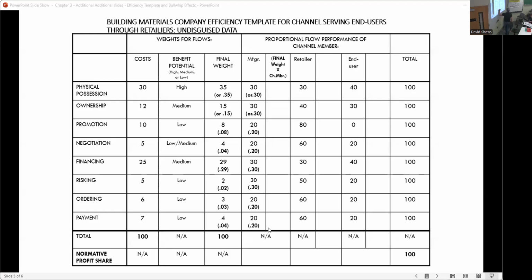What's the next one? 0.02 times 0.3. 0.006. Very good. 0.03 times 0.2. Transitive property of multiplication. 0.006. And what's the last one? 0.008. Now, would someone please add those all together?